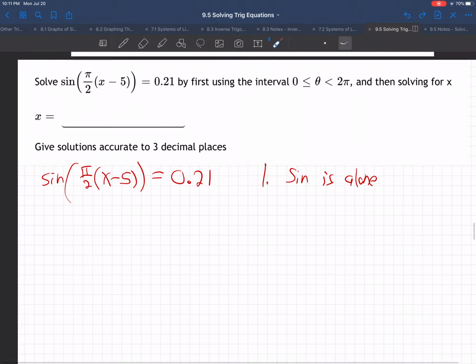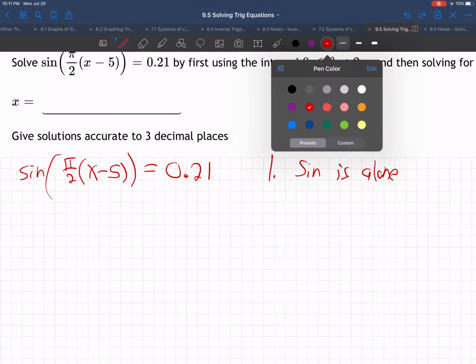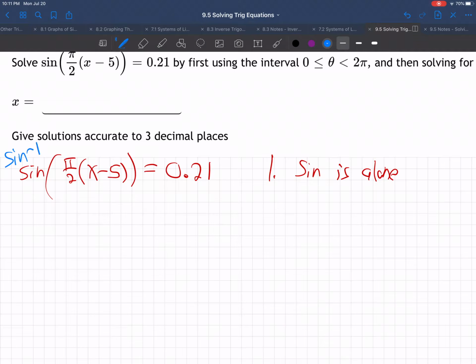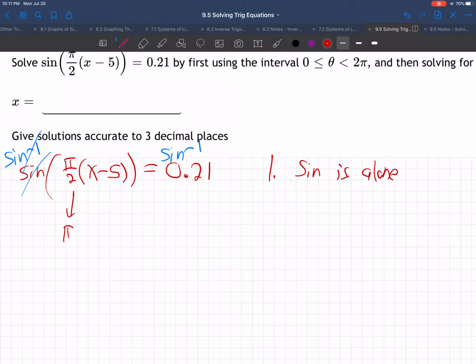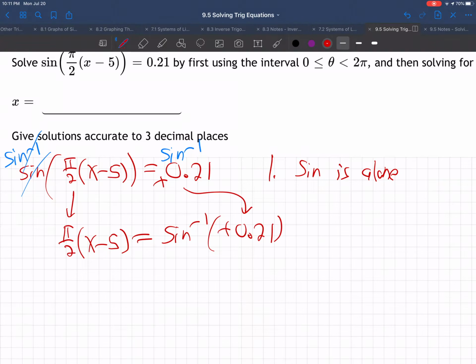Okay, so those notes are saying we've got to come in here and do sine inverse of this side and sine inverse of that side. It'll cancel it out, right? We're doing sine inverse on both sides so that it'll cancel out that sine, and we'll just get what's left, pi over 2 times x minus 5 equals sine inverse 0.21. Oh, and make this positive. Of course, it already was positive, positive 0.21, so we didn't have to mess with it there. So we'll bring that down. Pi over 2x minus 5 equals.